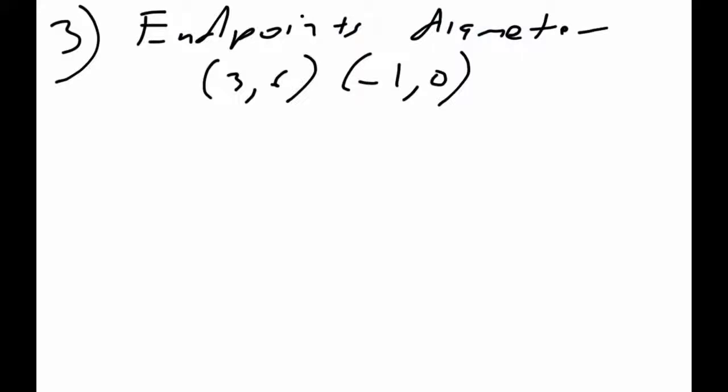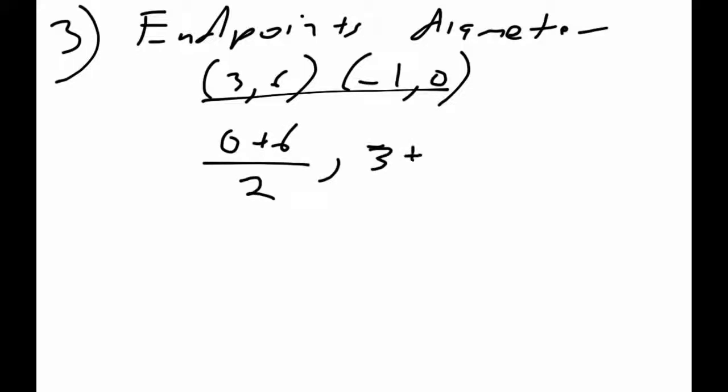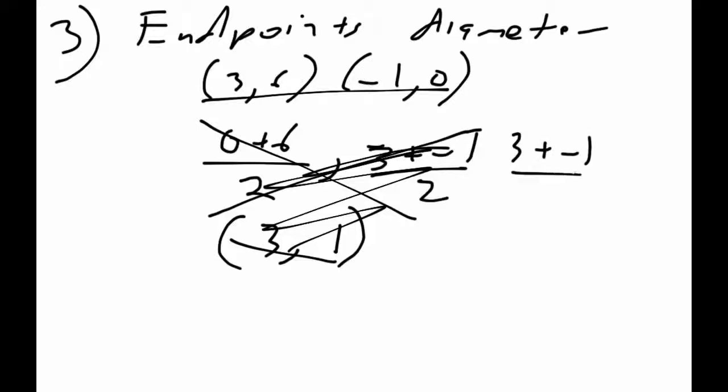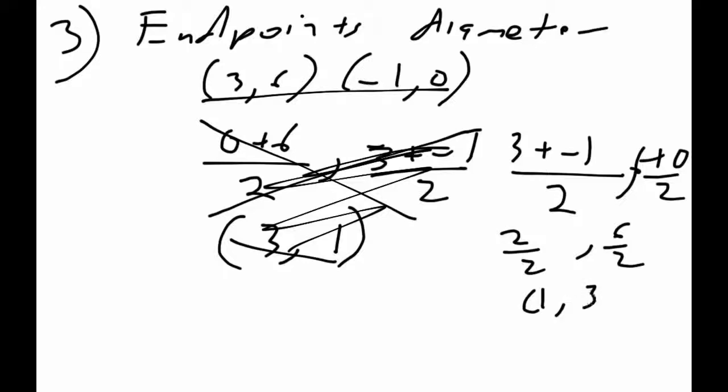The endpoints of my diameter are these 2 points. So what I'm going to do is find the midpoint. Which turns out to be 3, 1. Hold on a second. Let's try that again. 3 plus negative 1 over 2, and 6 plus 0 over 2, because x's come before y. So it's at 1, 3.